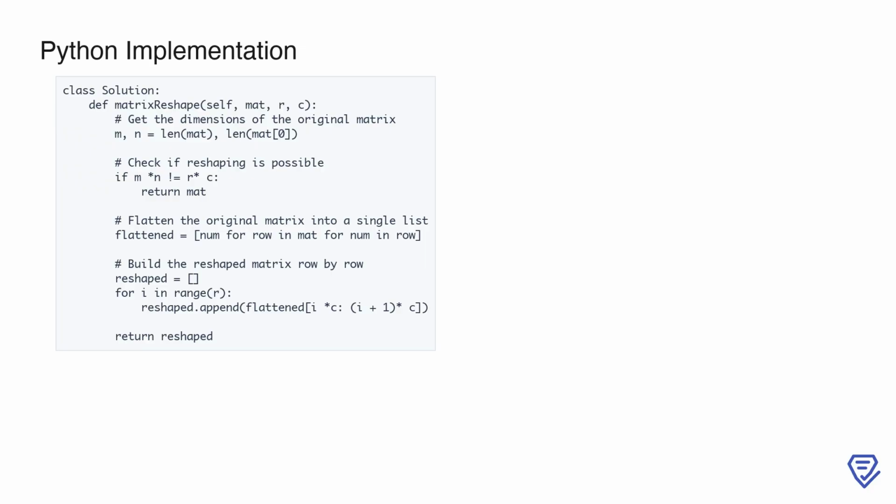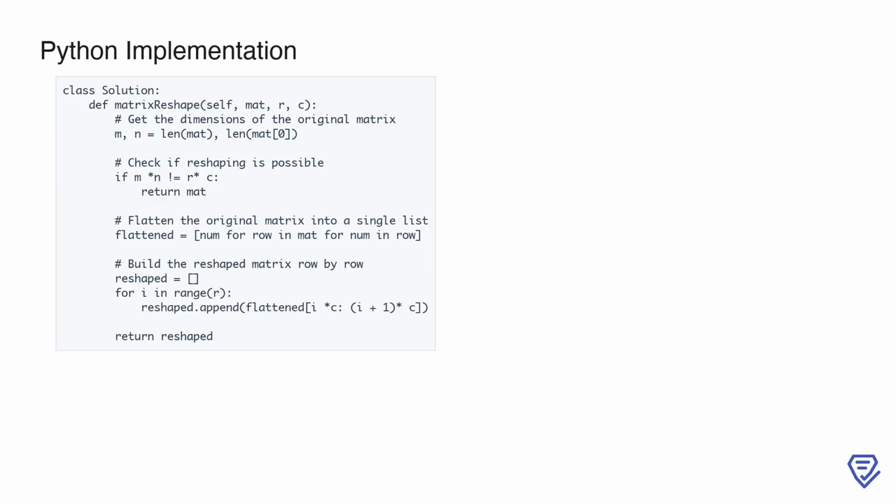This makes it easy to rearrange the elements into the desired shape. The reshaped matrix is then constructed row by row in a loop. For each row in the reshaped matrix, the appropriate slice of the flattened list is appended. The slicing ensures that each new row contains exactly C elements. Finally, the reshaped matrix is returned.